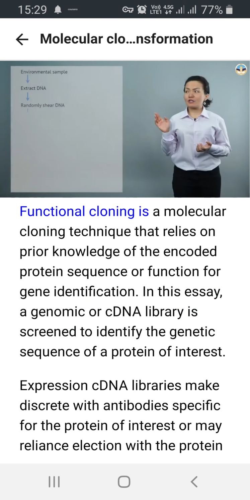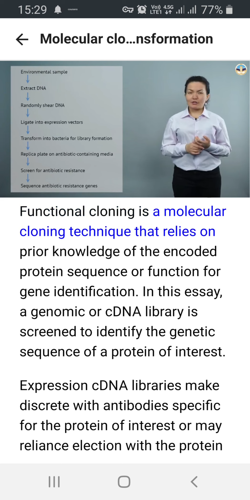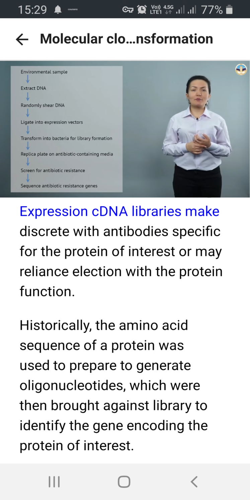Functional cloning is a molecular cloning technique that relies on prior knowledge of the encoded protein sequence or function for gene identification. In this assay, a genomic or cDNA library is screened to identify the genetic sequence of a protein of interest. Expression cDNA libraries may be screened with antibodies specific for the protein of interest or may rely on selection with the protein function.